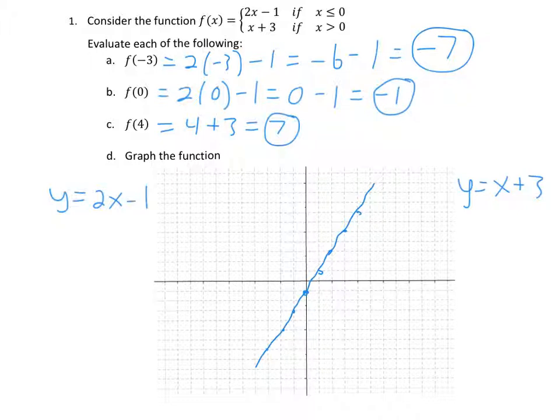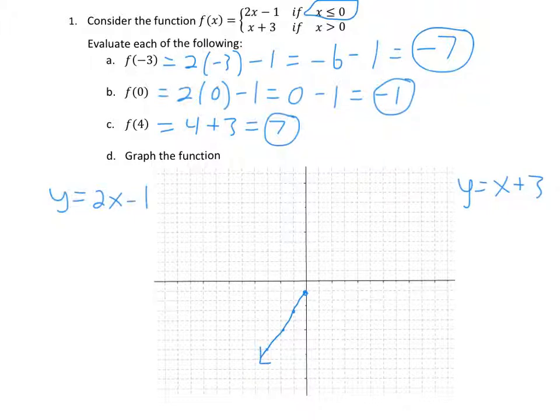But in this case, since we're only going to use the portion of that line when x is less than or equal to 0, we want to eliminate the part of that that has positive x values. So I'm going to eliminate this side. I'm going to erase it, the side that has positive x values, and just keep the part that has x less than or equal to 0, which would be this part right here.